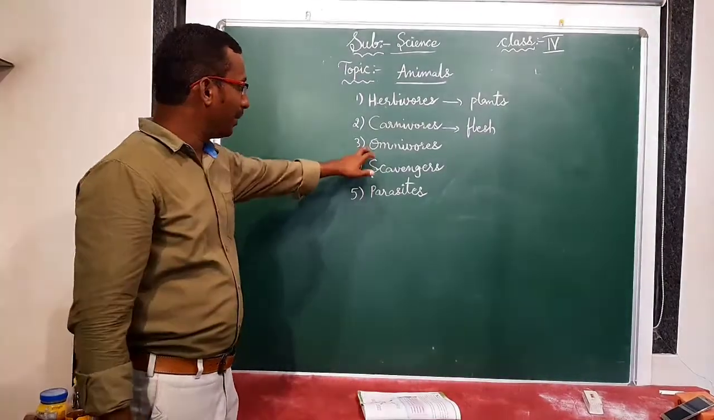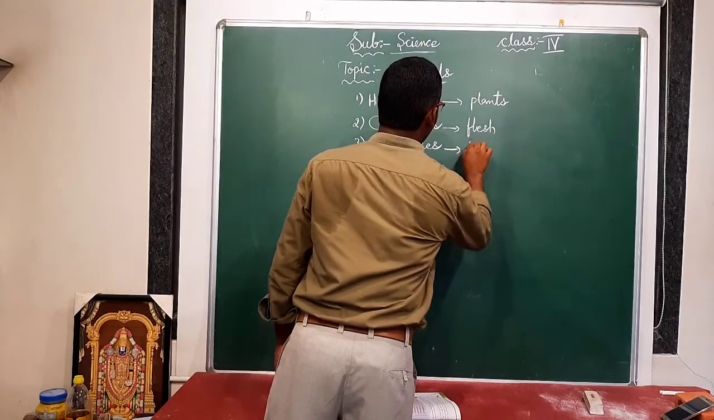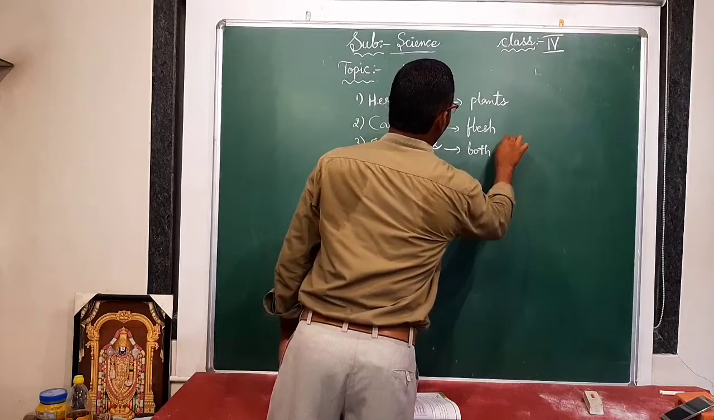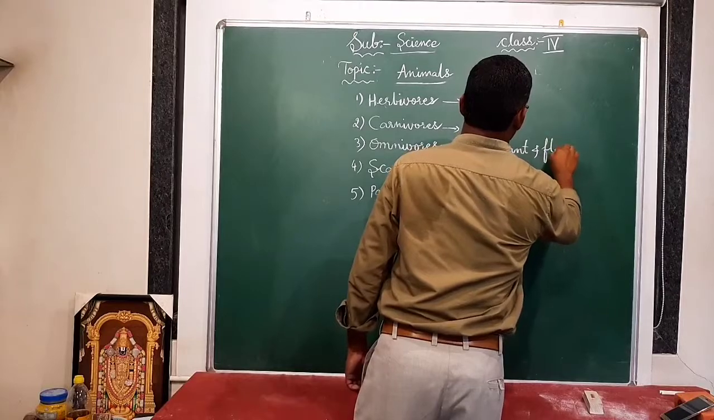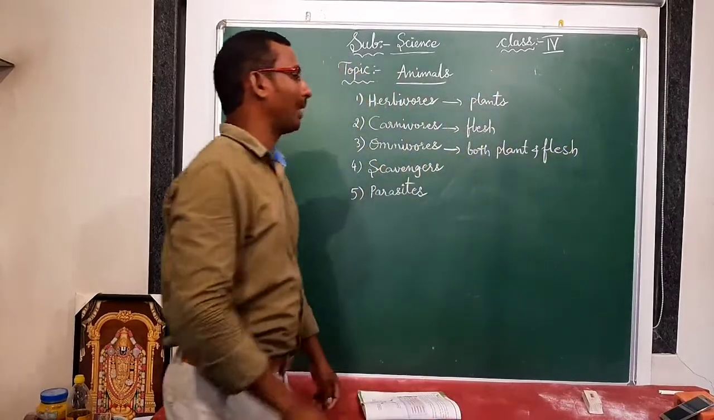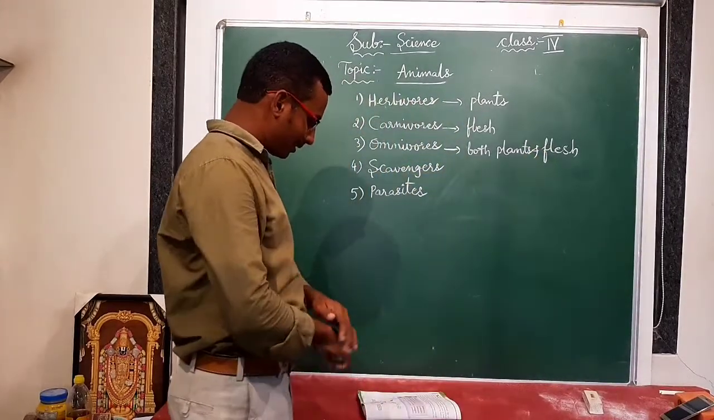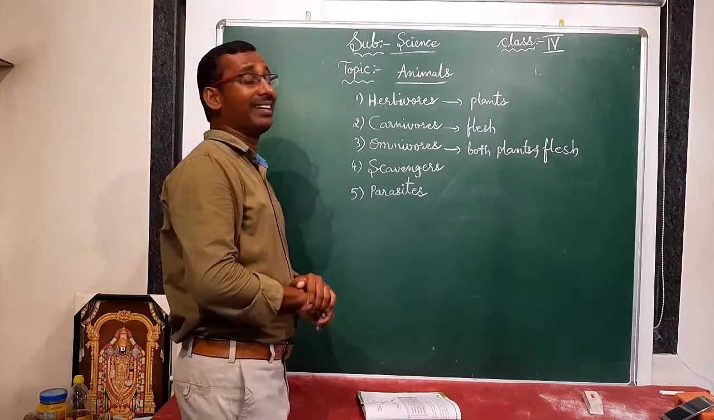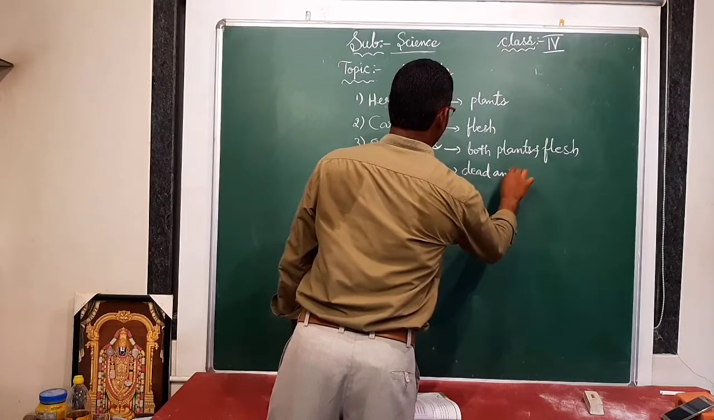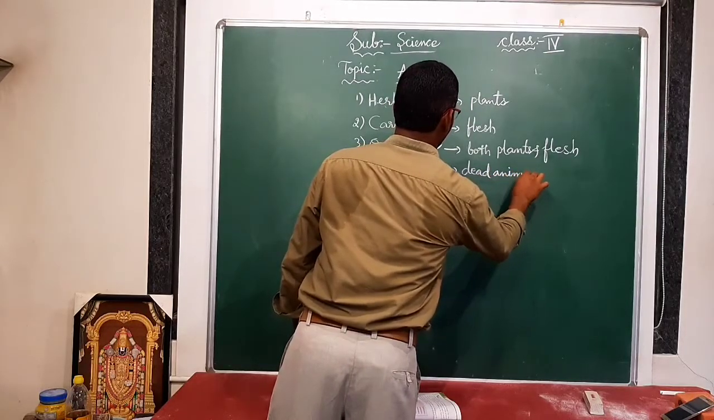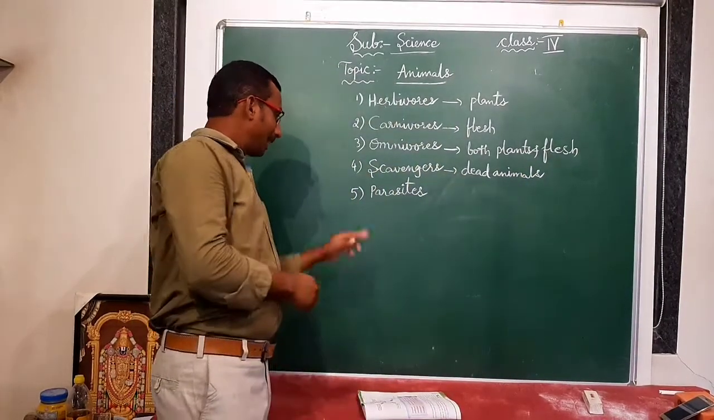Clear? Omnivores can eat both plants and flesh. Clear? Now scavengers. Scavengers eat dead animals. Okay? And parasites.